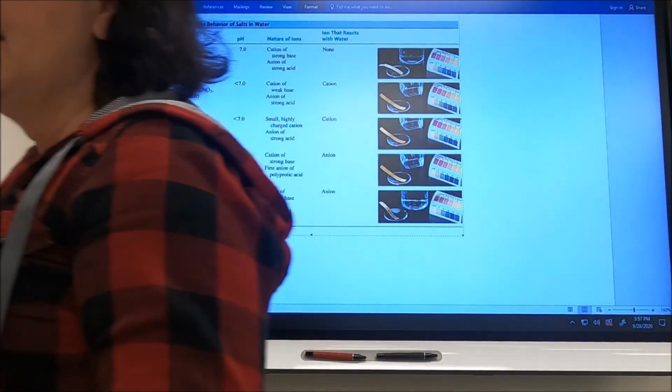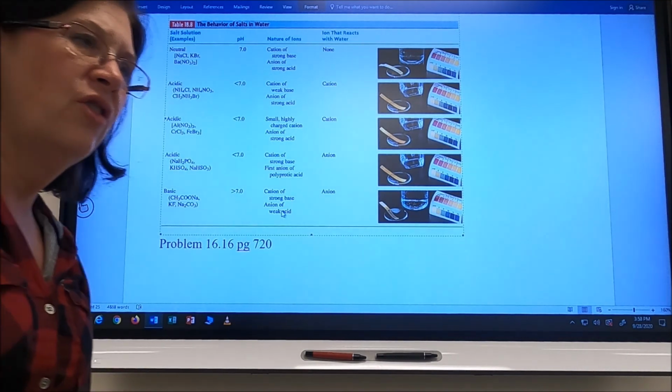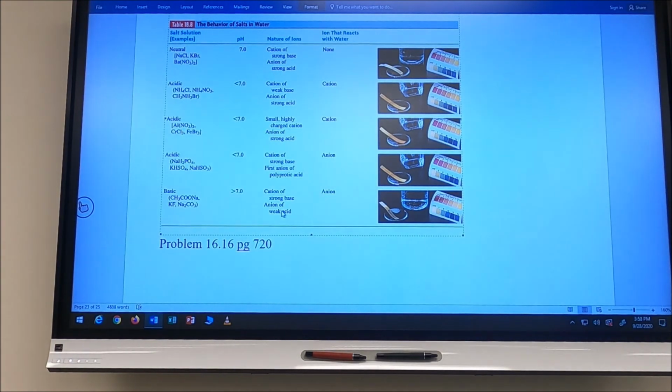Now problem 16.16 on page 720 in your text gives us some examples of, well, I'll let you work that on your own. That's just you talking yourself through it. So I'm not gonna do that in my lecture. I'm gonna leave that up to you guys to do on your own. Okay.